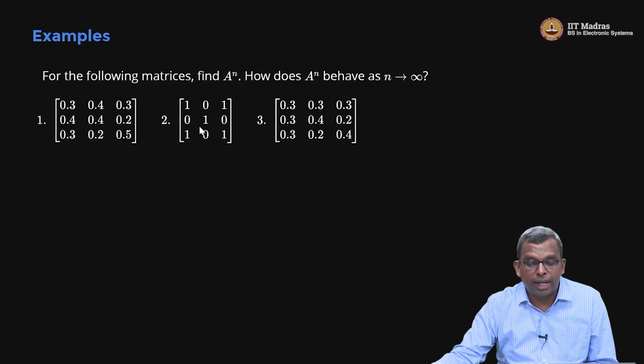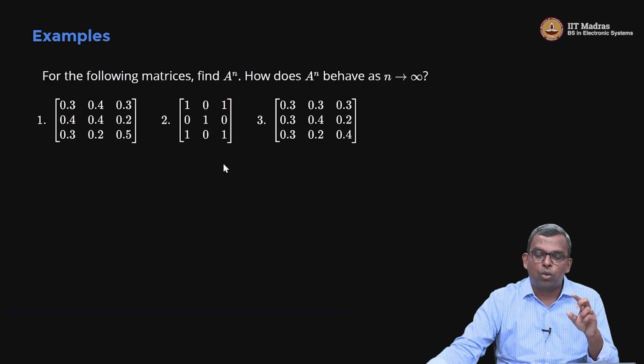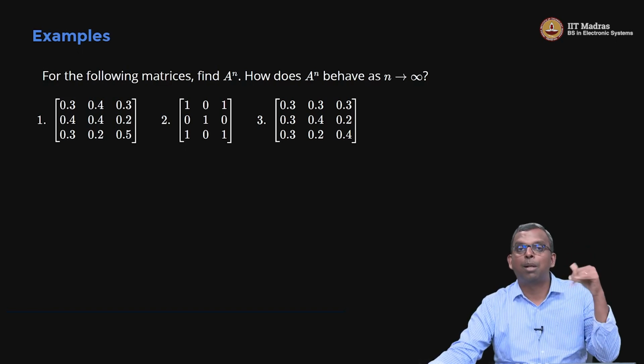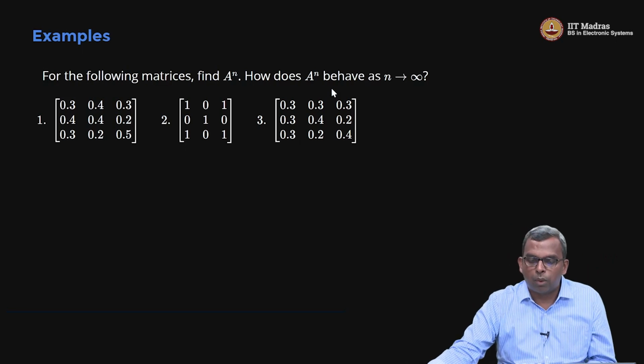Likewise, here you can see that the vector 1, 0, 1 is an eigenvector with eigenvalue 2. So there is an eigenvalue 2 there. That will show up on the diagonal and it will go 2 power M. So it will start blowing up.